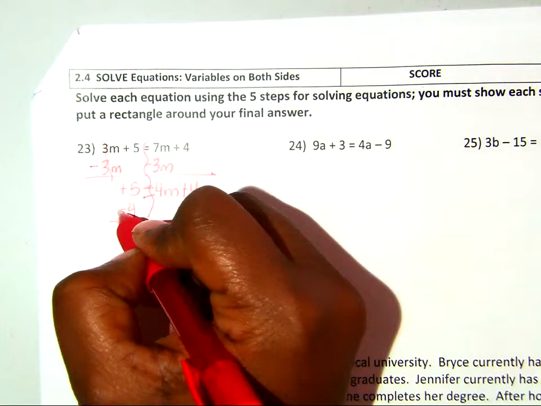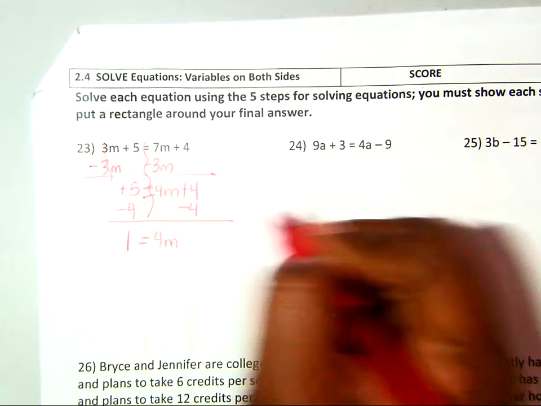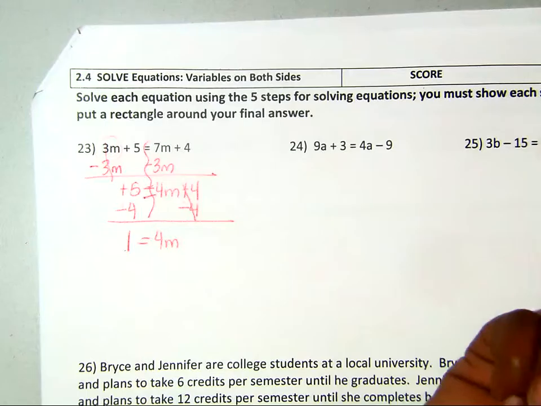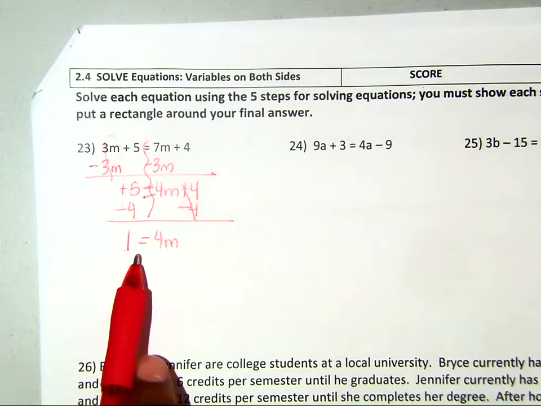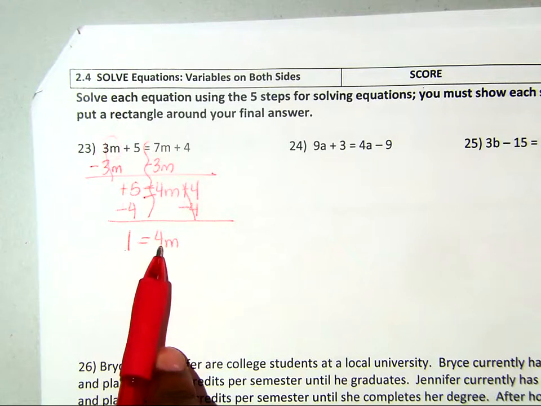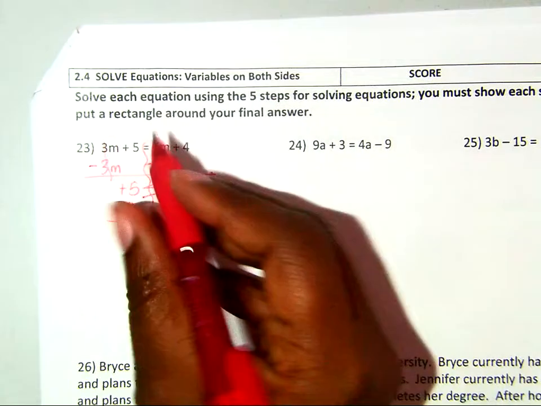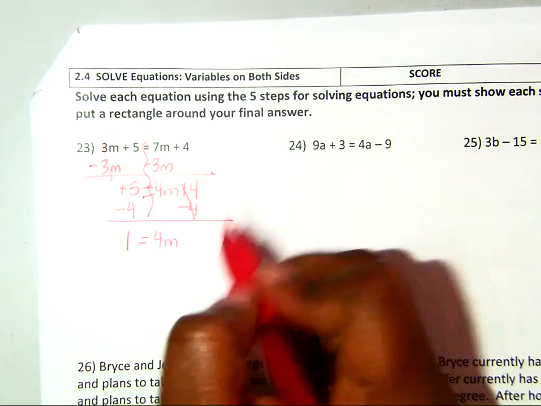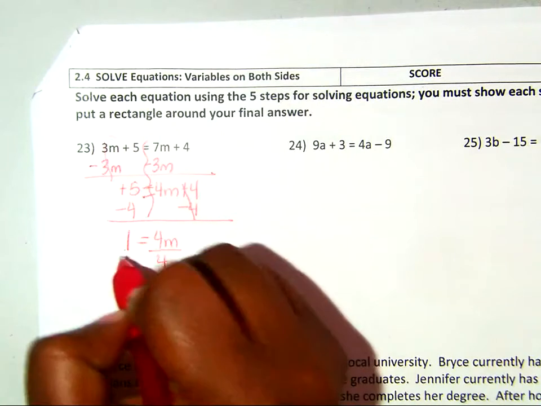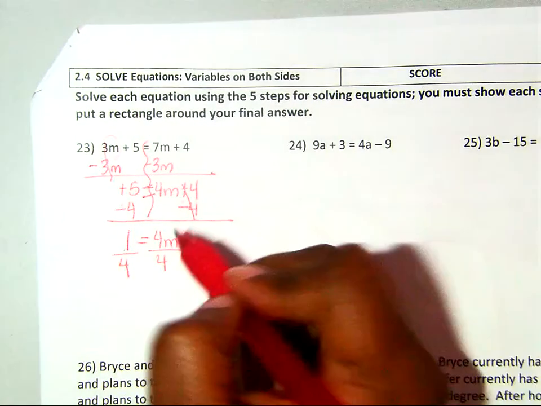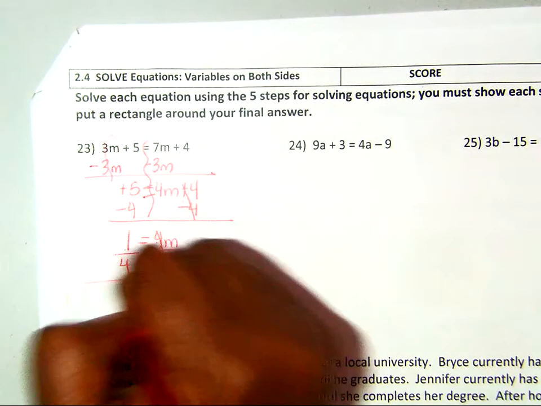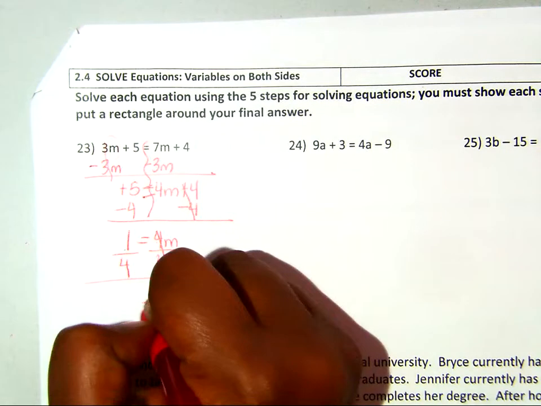This cancels. All right? Now, I still have a coefficient with m, and I need my coefficient to be 1. I need this number to be a 1 or not be there at all. And when it's not there at all, it's a 1. So I'm going to divide by 4. And what I do to one side, I have to do to the other. 4 divided by 4 is 1. I am left with m equals 1/4.